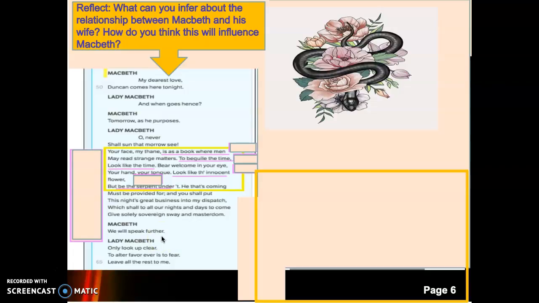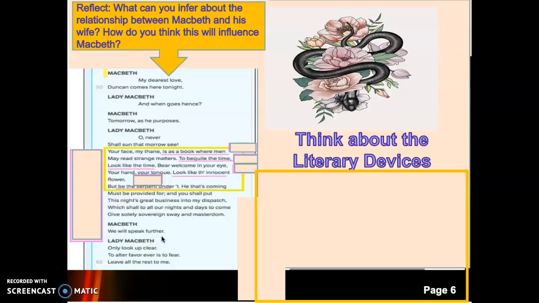So she is telling him that he should project a peaceful mood, because if he's going to look troubled in any way, he will arouse suspicion, and this is something that she doesn't want to happen. Why? What is the plan she has in mind? Let's think about the literary devices again.